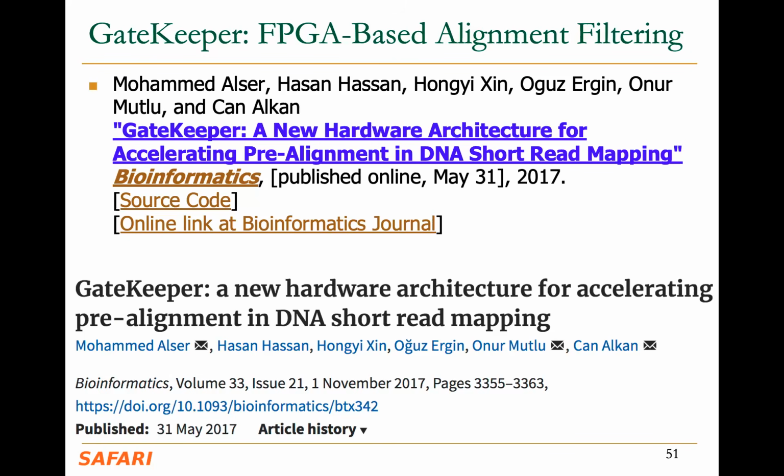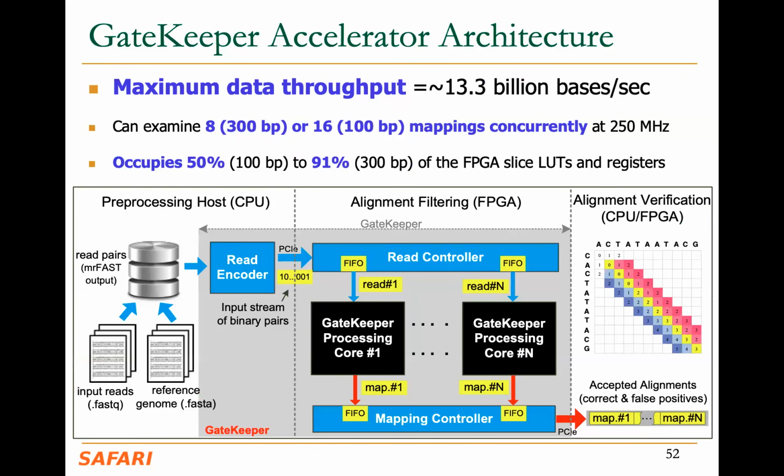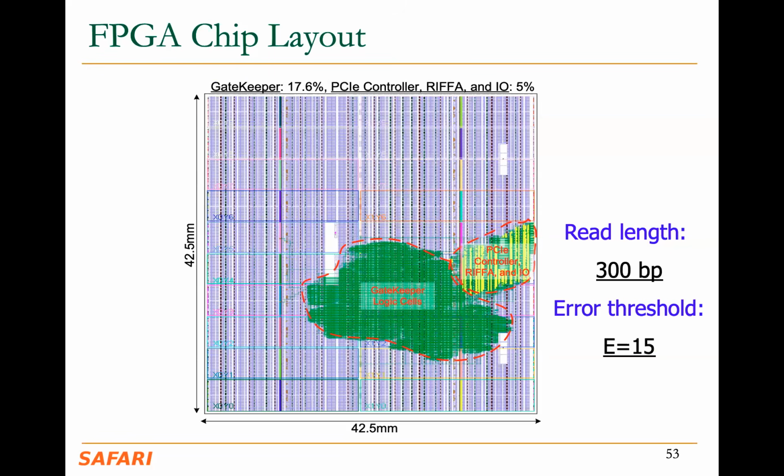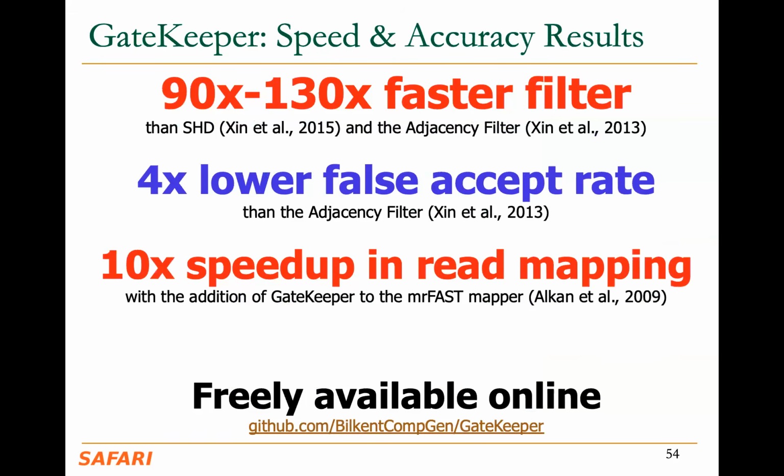And this is the GateKeeper architecture. I will not bore you with the details of the FPGA, but you can see that these bitwise operations are relatively easy to do in an FPGA. And actually, in the end, you'll be limited by the amount of data that you can bring into the FPGA. So data bandwidth becomes a bottleneck. And this was our first FPGA-based filter, and we get significant speed up in read mapping.